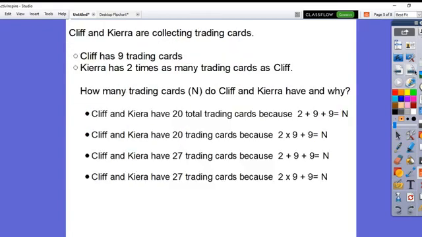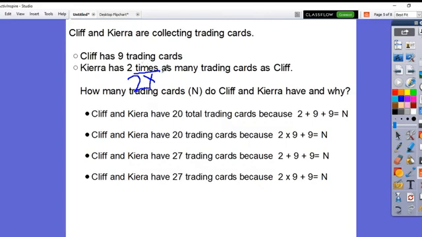Cliff and Kiara are collecting trading cards. Cliff has 9 trading cards. Keep that in your head. Kiara has 2 times as many trading cards as Cliff. Hold up. I know. 2 times means 2. Oh, I'm going to try to write that one more time. Sometimes it's a little tricky. 2 times as many trading cards as Cliff.